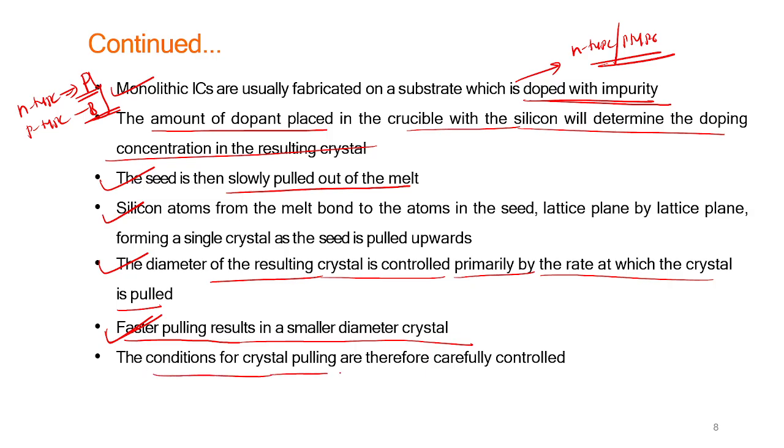So the conditions of crystal pulling are carefully controlled. If you want more diameter, slowly the seed should be rotated in the opposite direction, clockwise and anti-clockwise. Slowly you need to take it out, so that you will get the large diameter.